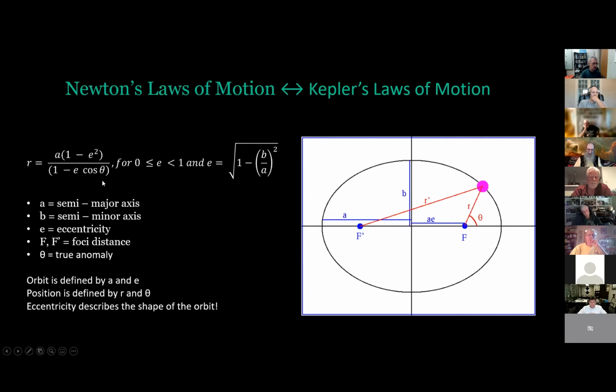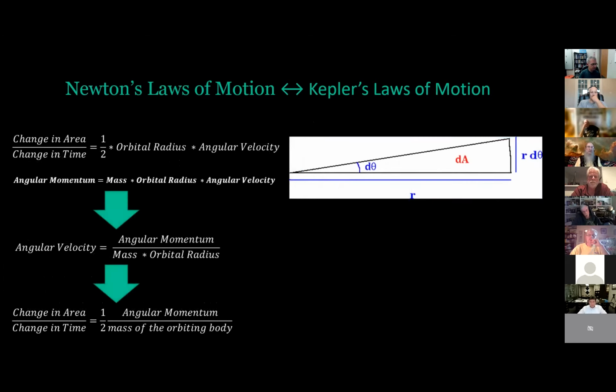Position is defined by, of course, the orbital radius and that true anomaly. So we know where that position is with respect to this foci and that foci. And then the eccentricity describes the shape of the orbit. It's going to either be very circular, more and more oval shaped, or it's going to stretch out as a line. So that's our first formula.